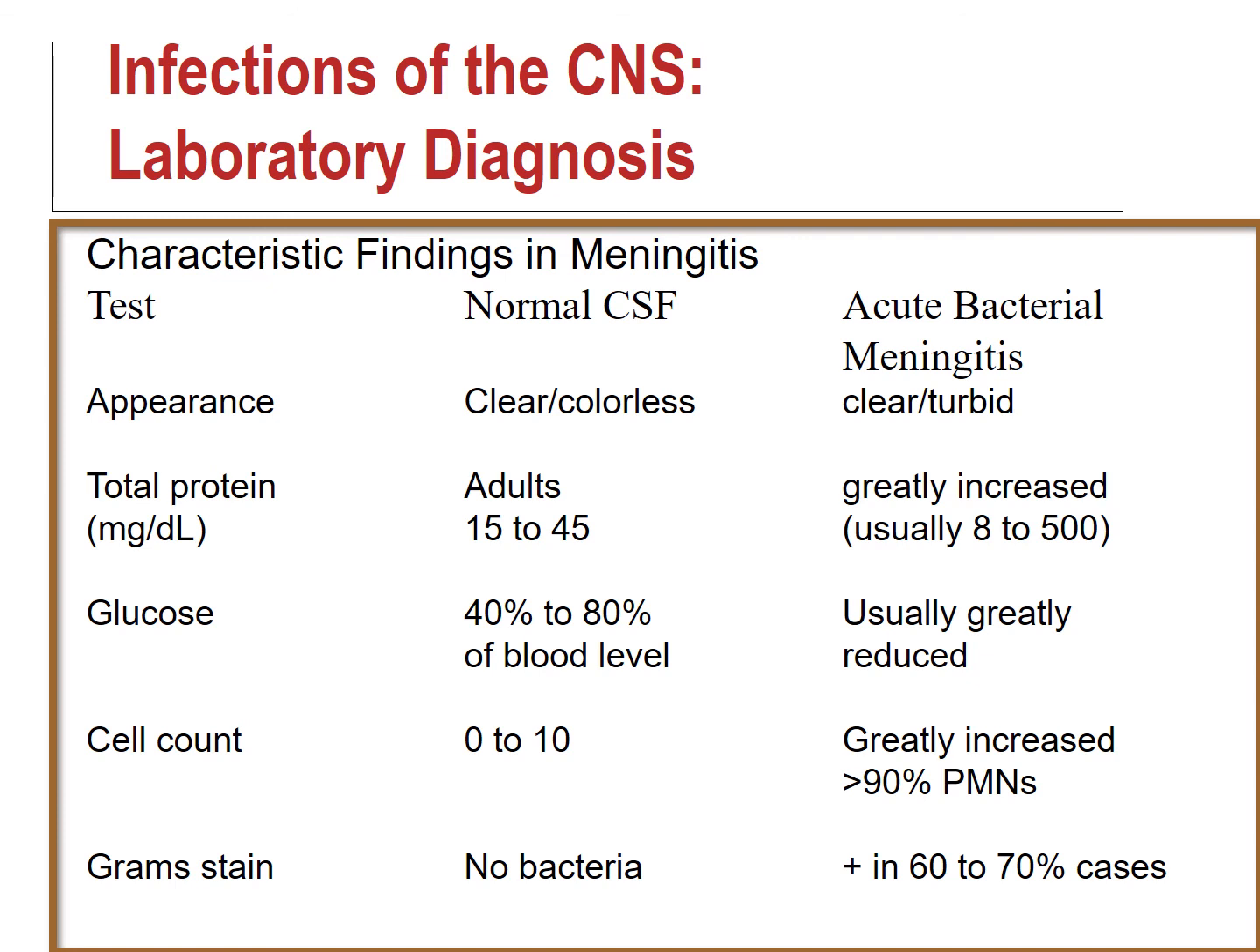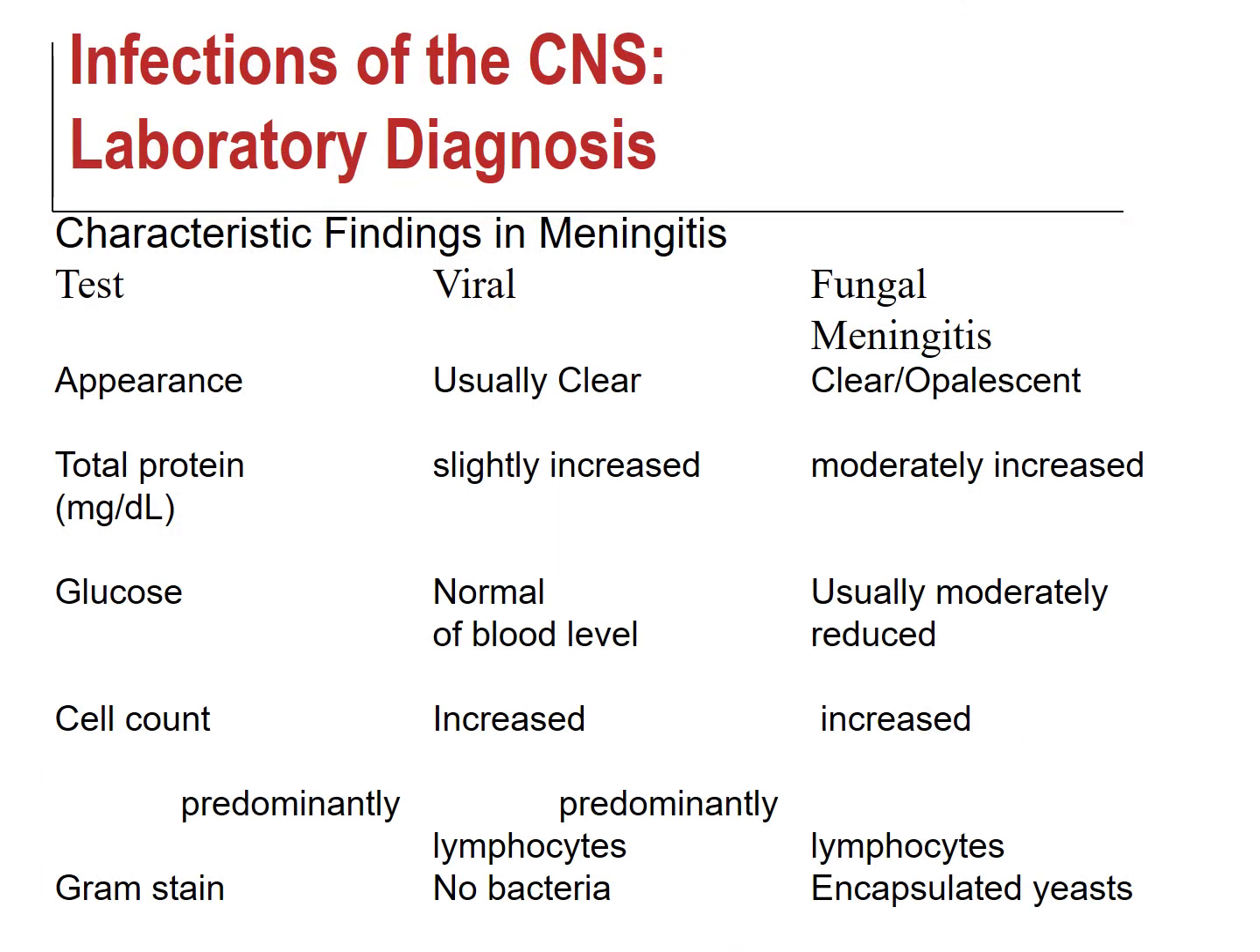Look at the cell count. The leukocyte cell count is usually increased during bacterial infections, with neutrophils as the predominant cells found. And compare the different cell types found in each type of infection as you consider the CSF findings in the next slide. Here you compare the characteristic findings using the same parameters in viral and fungal meningeal infection.